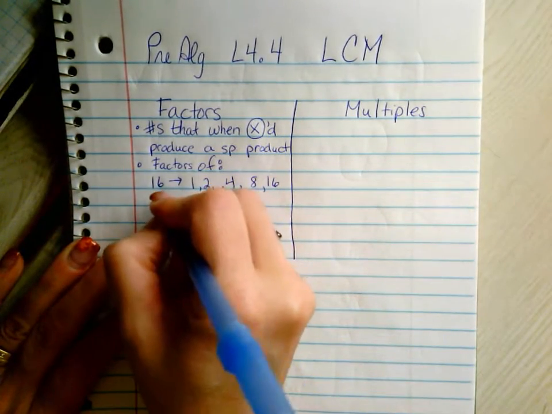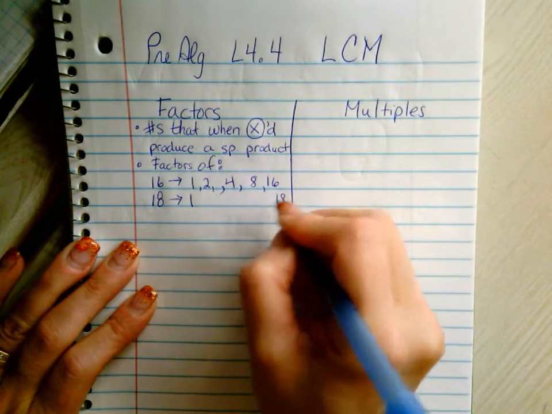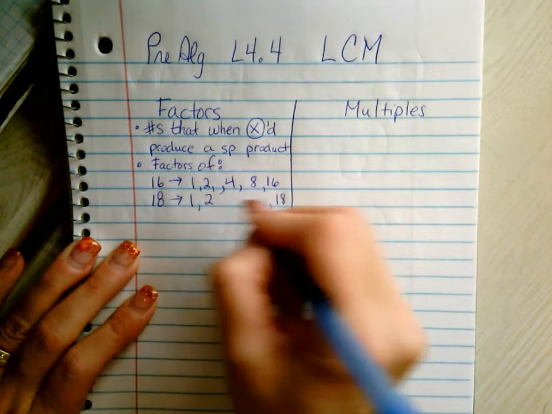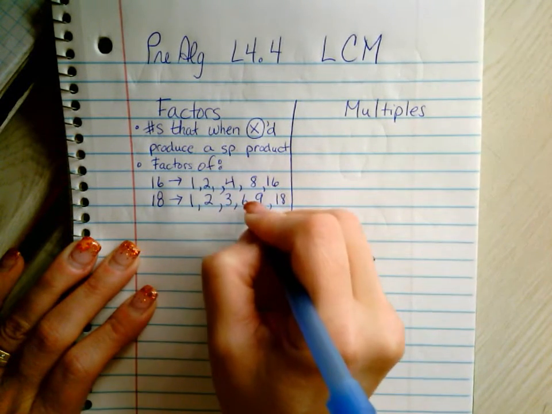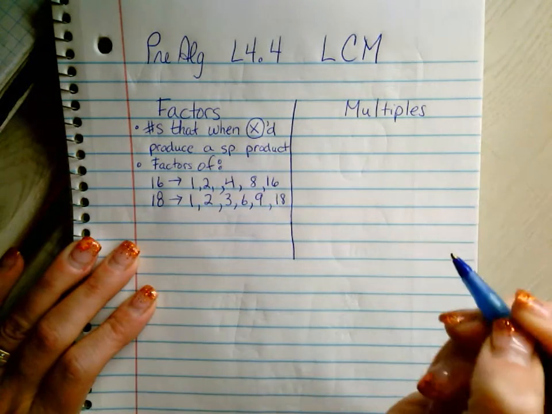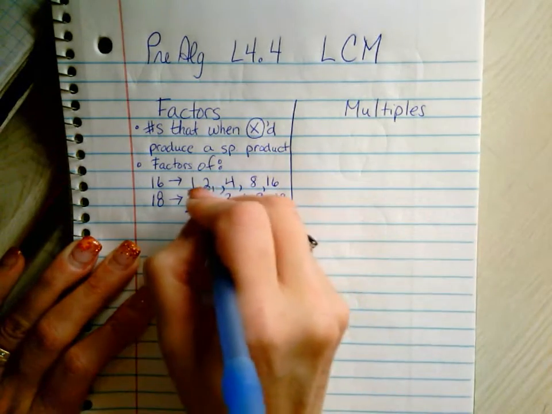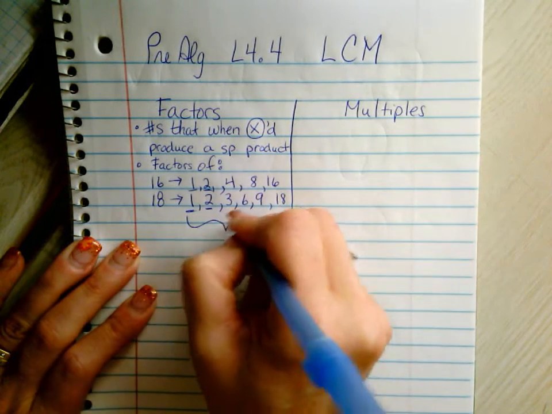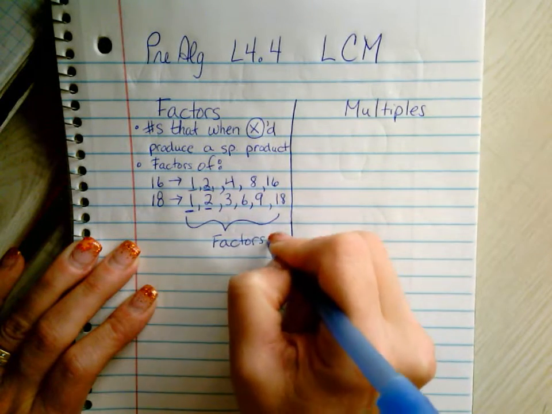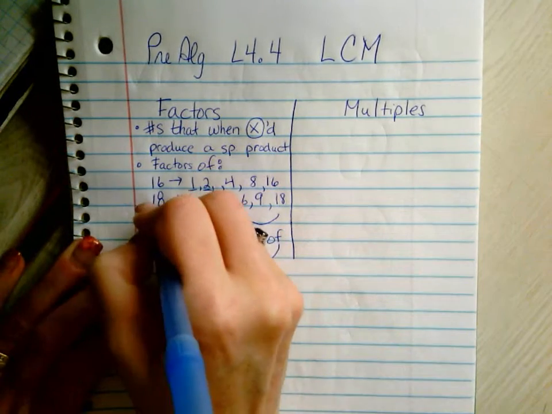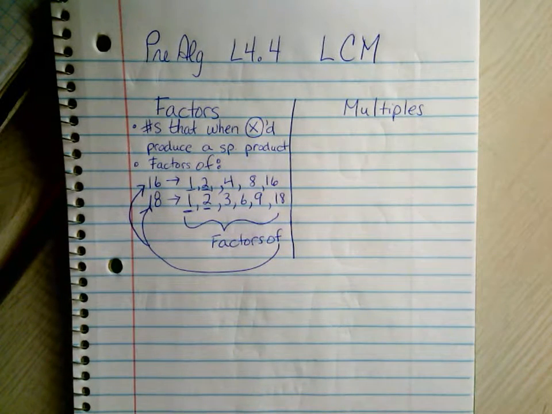Factors of 18 include 1 and 18, 2 and 9, 3 and 6. They share the 1 and the 2, right? These are the factors of 18 and 16, right?